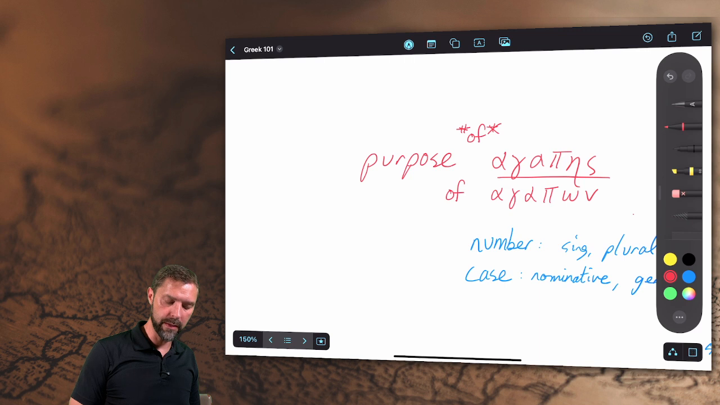Okay, and so this would be the purpose of love. Or if I'm going with the plural, the purpose of loves. Stick an of in front and move on. We'll give some more examples of that in a bit as we get additional practice.